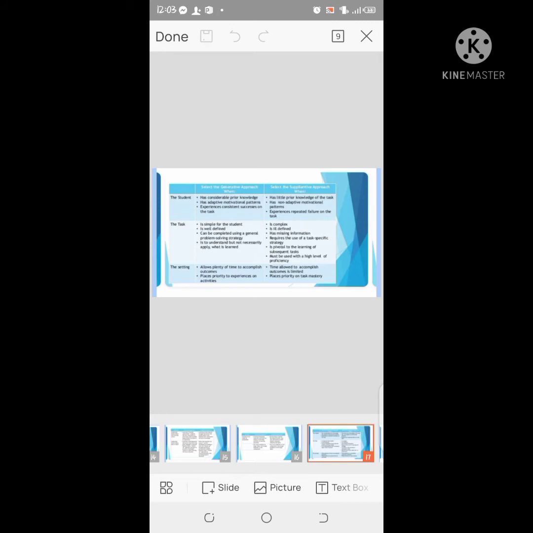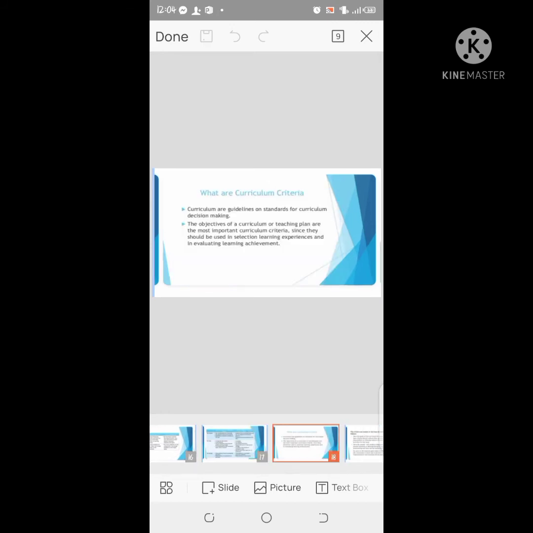Then, in the generative approach's setting, it places priority on experiences and activities, but in the supplementive approach, it places priority on task mastery. So that is it for the comparison between the generative and supplementive approach. So now let's proceed to the curriculum criteria. But before that, let me define first what is curriculum.